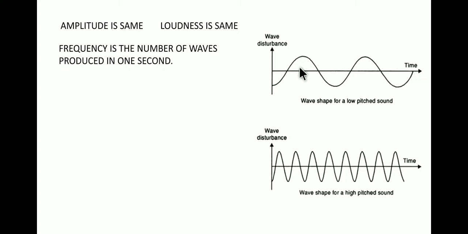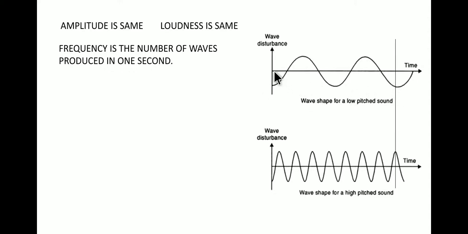So this height over here is the amplitude, and this height over here is the amplitude for this wave. Both amplitudes look similar or the same, but what is the difference? Let's draw a line to show how many waves are produced in the first case and how many in the second case. In the first wave, from here to here is one wave, and from here to here is another wave, making a total of two waves.